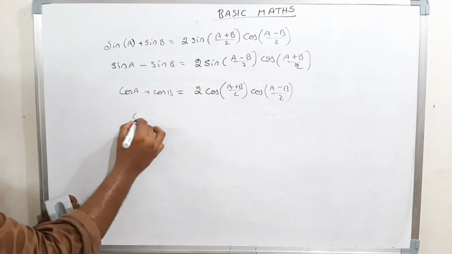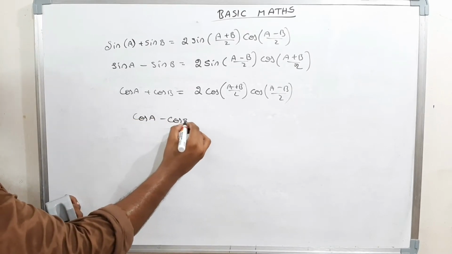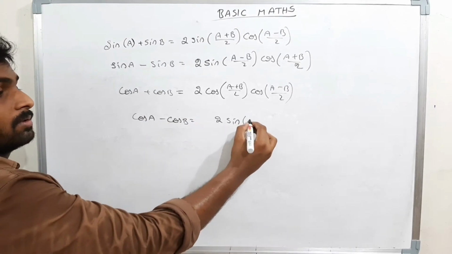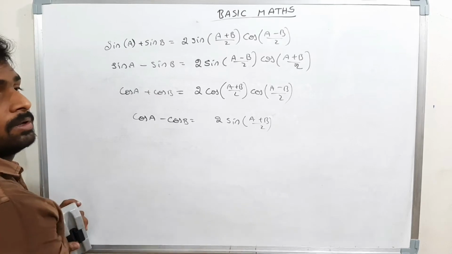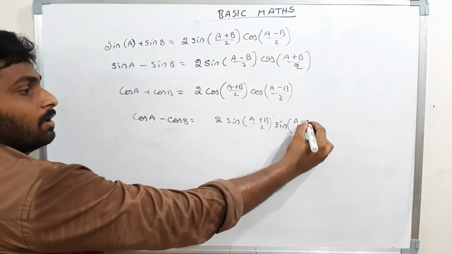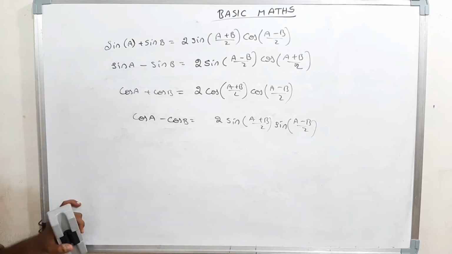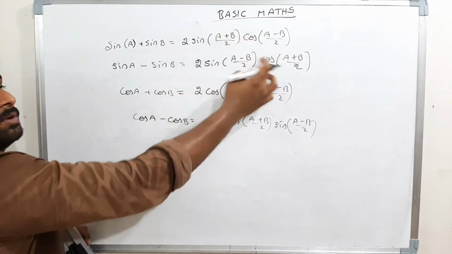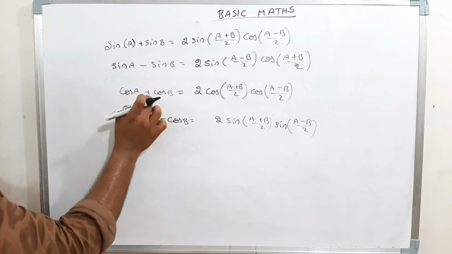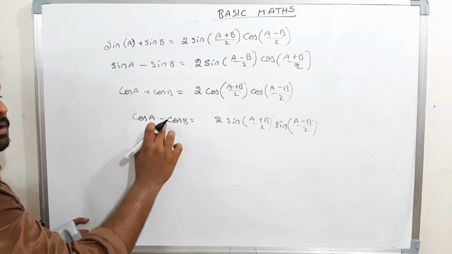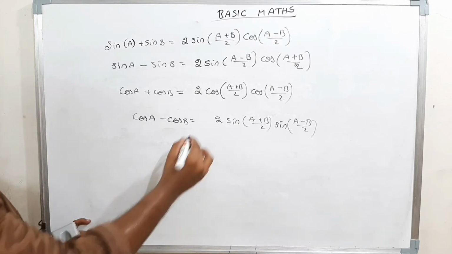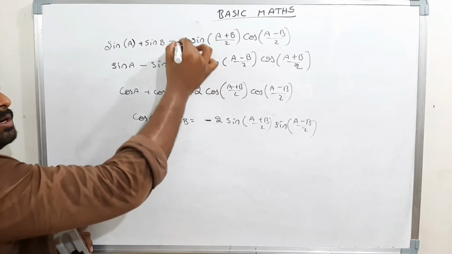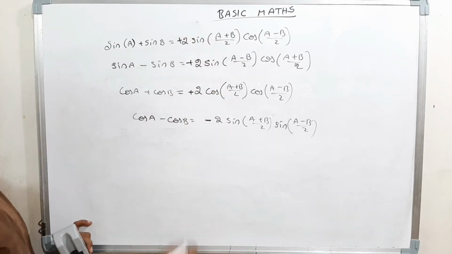Now next one, cos A minus cos B, here minus. Again 2 sin (A plus B) by 2 sin (A minus B) by 2. Please remember them. For sin, the values will change the same, but the signs will change for sin. But for cos, when it is plus, both cos will come. When it is minus, both sin will come. And one more thing, minus is there. Here it is plus, here it is plus, here it is plus. But here it is minus. Please remember it.